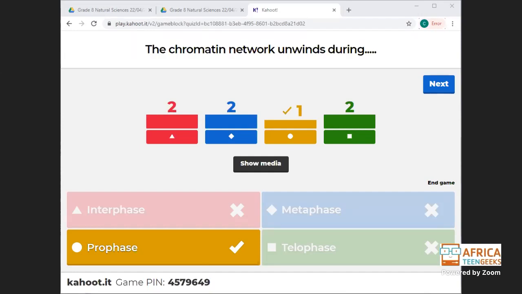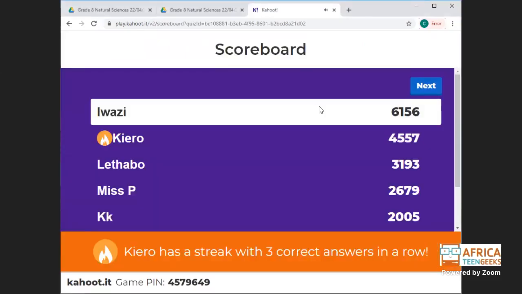So guys, just revise the certain phases with the characteristics assigned to them. Guys, Lazi is smoking, y'all. Come on, pick it up, pick it up. So Cairo has a streak with 3 correct answers in a row. Beautiful, Cairo.